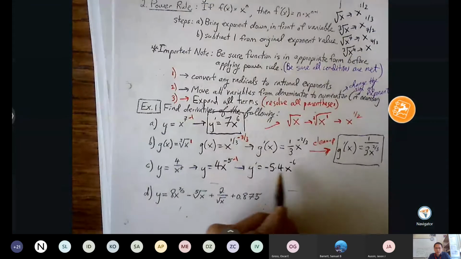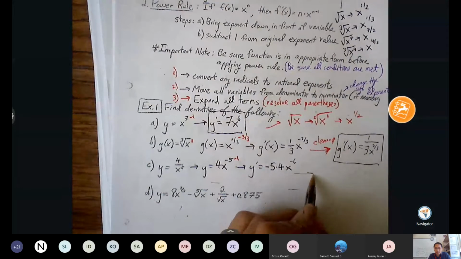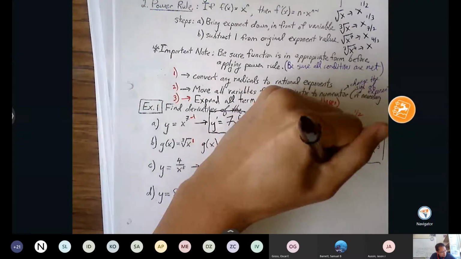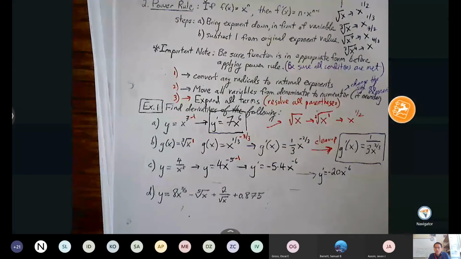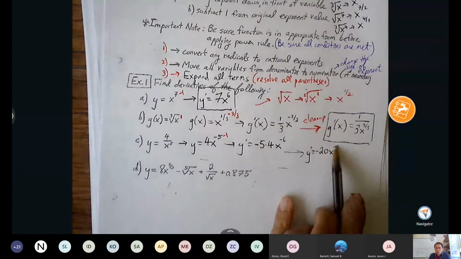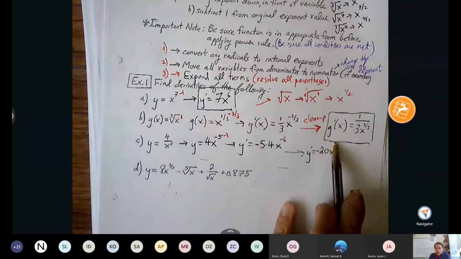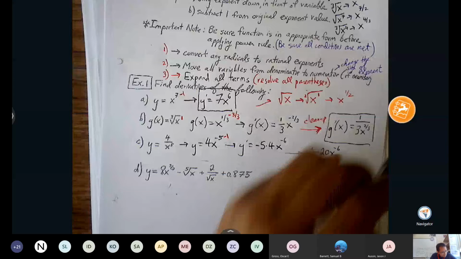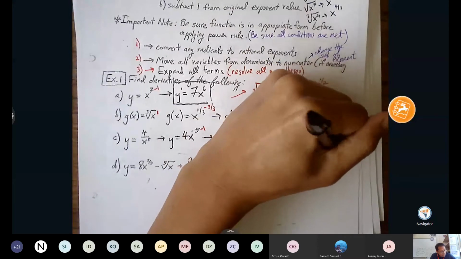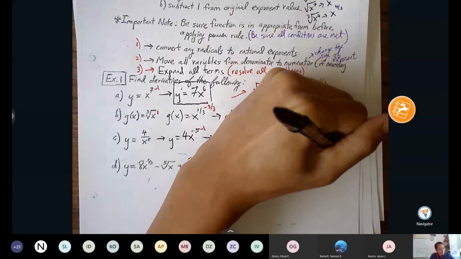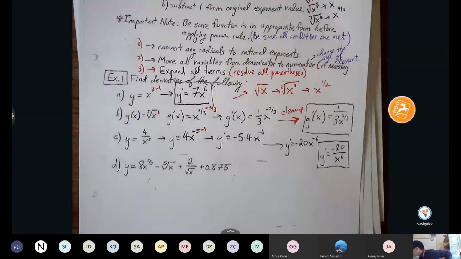So we have a derivative. Let's just do a little bit of cleanup. -5 times 4 is -20. I still want to resolve that negative exponent, so I'm going to push that x to the bottom to get that negative to become a positive exponent. Okay, questions so far?